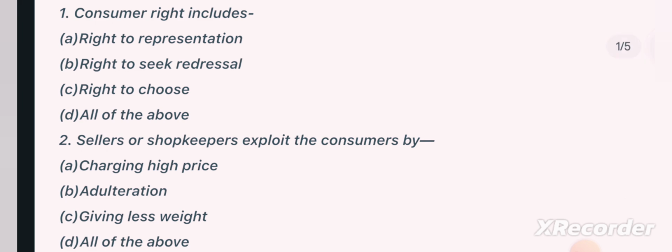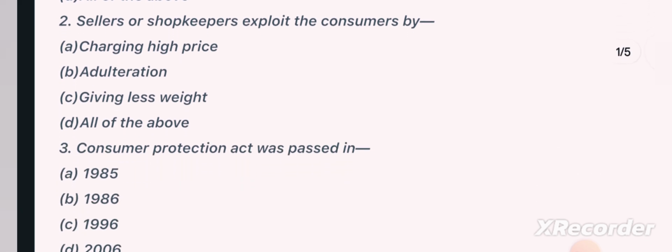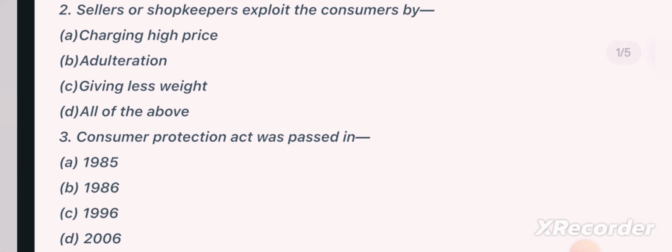Question number first. Consumer right includes: A. Right to representation, B. Right to seek redressal, C. Right to choose, and D. All of the above. Find your actual answer and mark it.